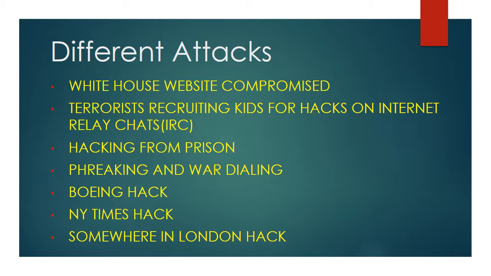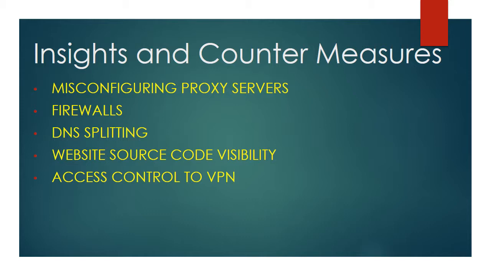Some of the countermeasures that have been prominently mentioned throughout the book are misconfiguring proxy servers, firewalls, DNS splitting, website source code visibility, and access control to VPN. Splitting up a DNS horizon means splitting up the DNS into an internal DNS to resolve host names on the internal network and another DNS server externally that contains records for hosts that are used by the public. Additionally, a default firewall rule to block access to TCP port 53 on any corporate name servers.